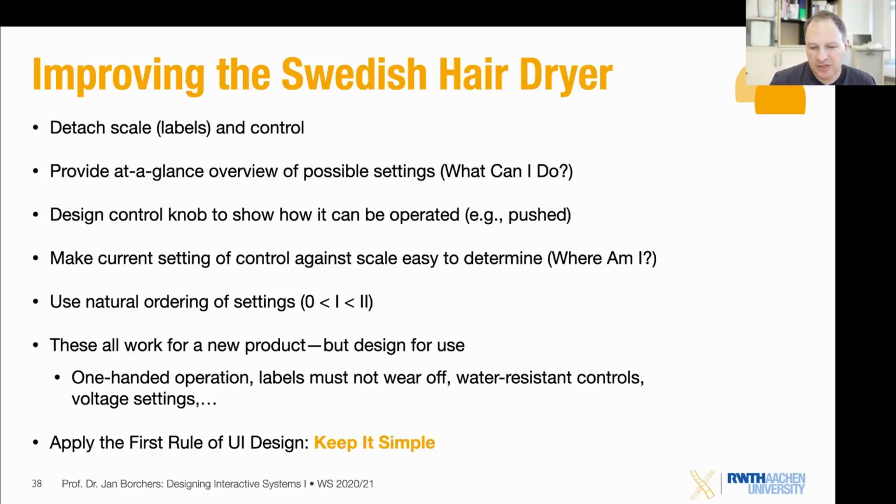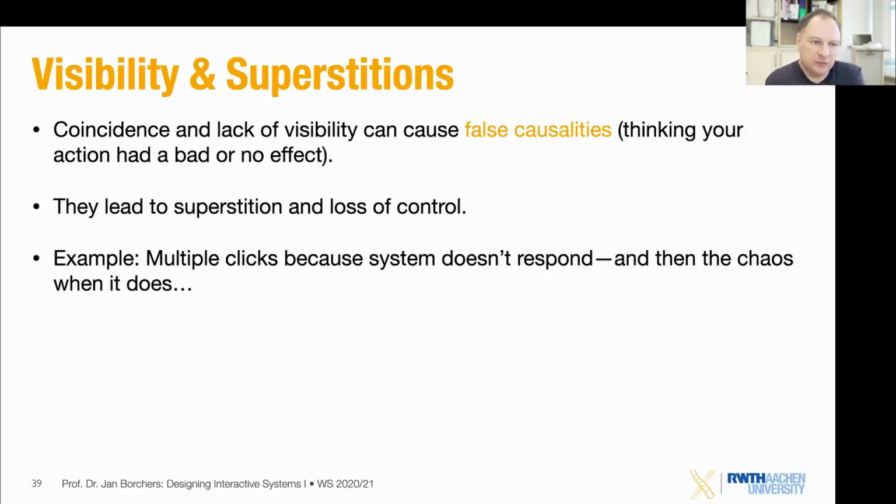So that's about the hairdryer and visibility, right? A lot of this is about showing the user what's available, how do I get there, and what's the current state. If we don't have this, because the brain is wired that way, we still try to make sense of things, even if the clues are not given. And that often leads to false assumptions. If you have a lack of visibility and there's some coincidence, you may create a false cause and effect relationship in your head, thinking that your action had no effect or maybe a bad effect.